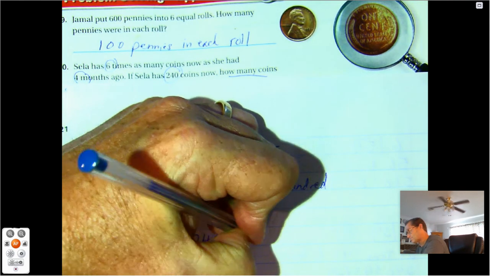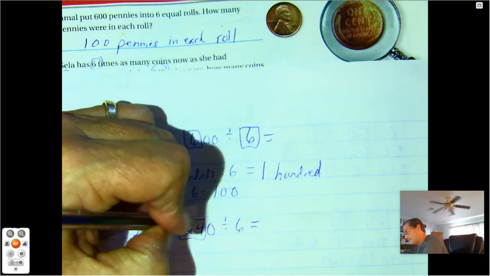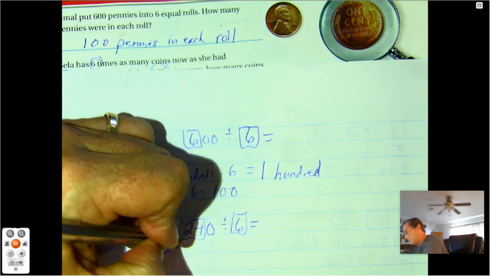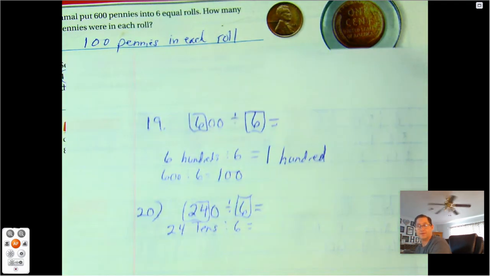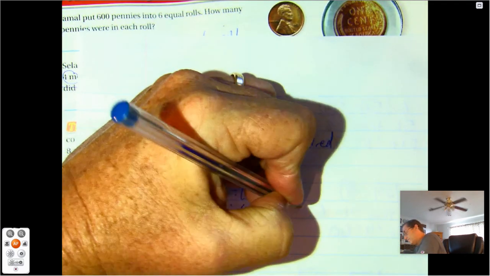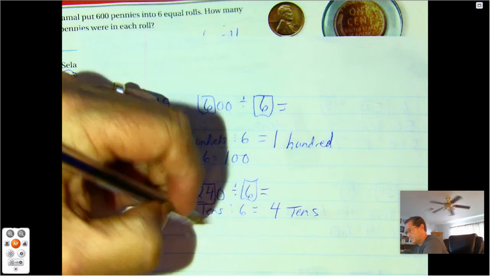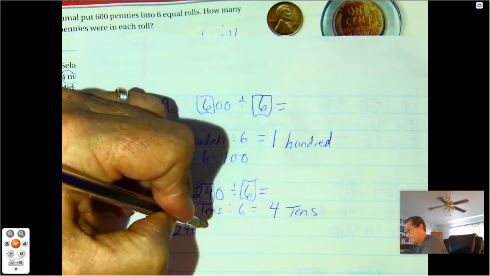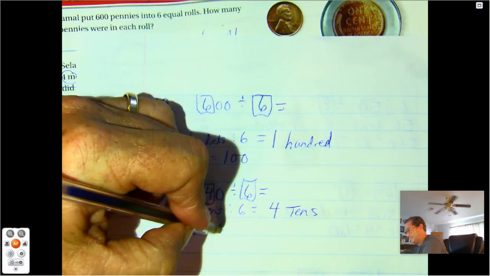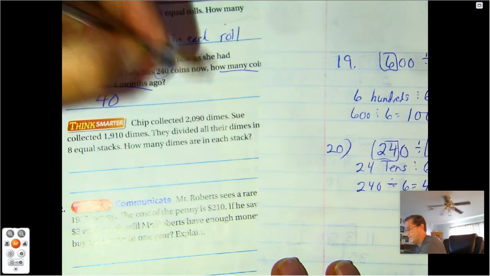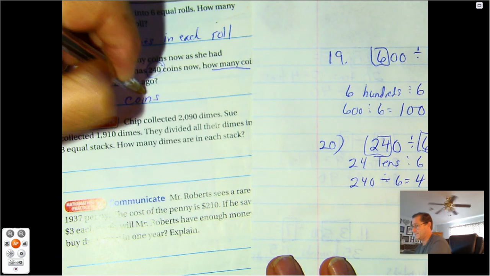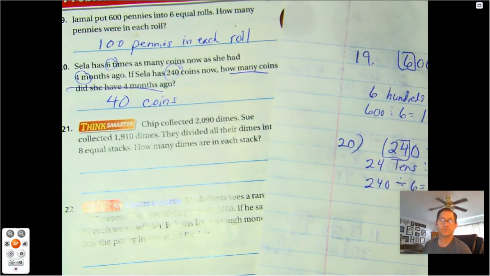So our basic math fact is 24 divided by 6. So 24 tens divided by 6. 24 divided by 6 is 4 tens. So 240 divided by 6 equals 40. So 4 months ago, she had 40 coins. Okay.